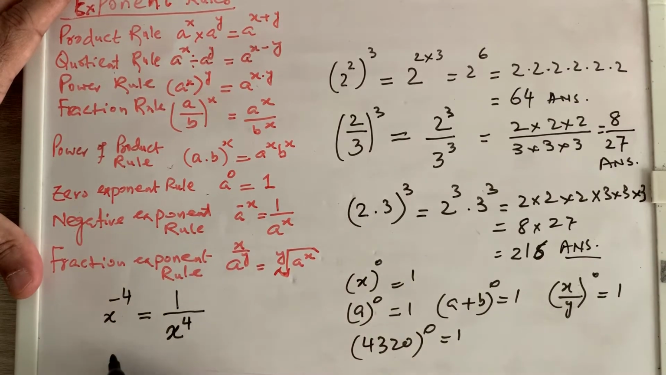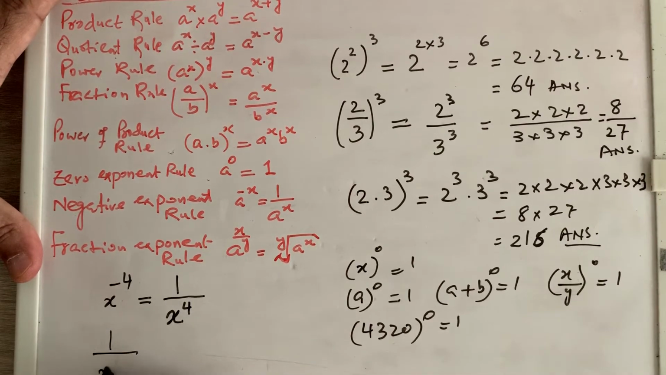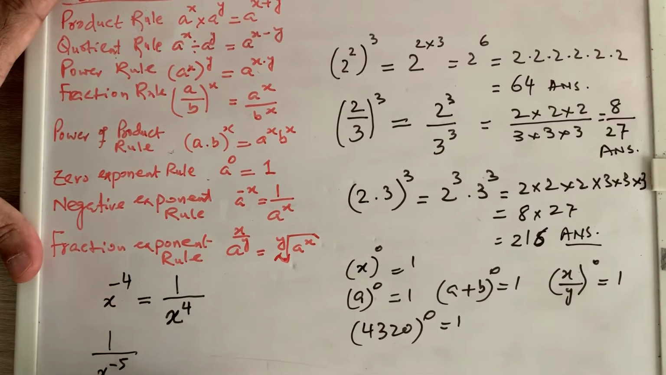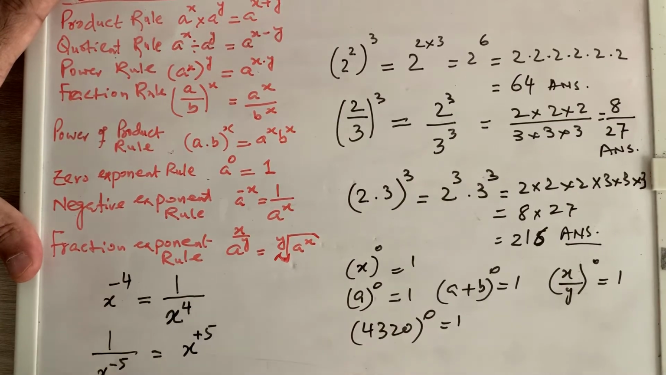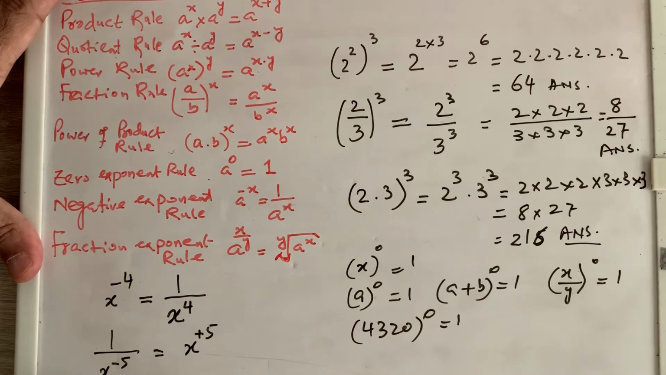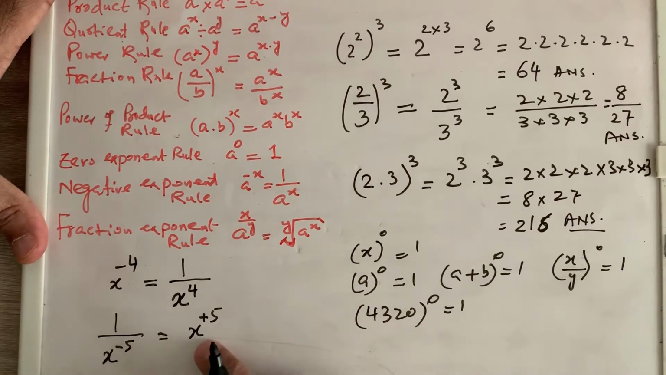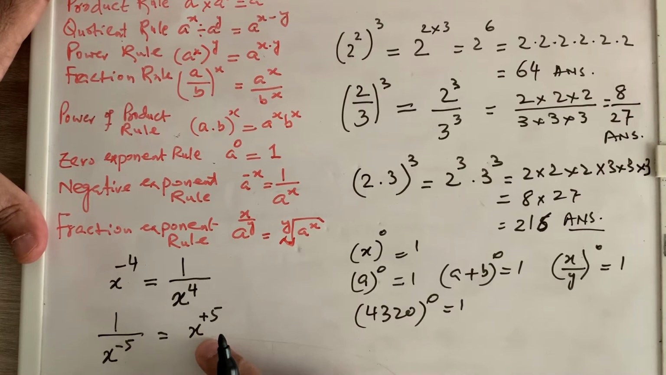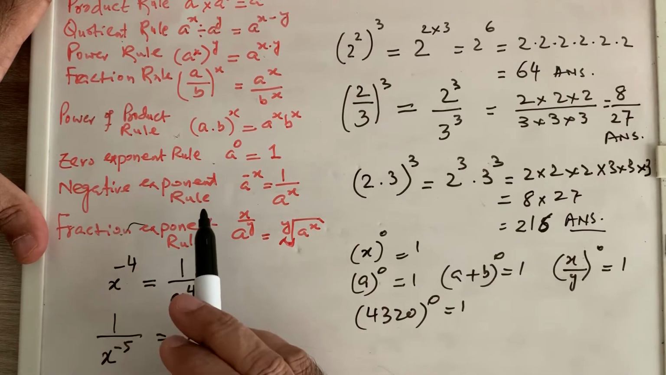And the same is true vice versa. Like if it is x to the power minus 5 in the denominator, and you don't want to see this negative power in the denominator, you have to bring it up and it will change its power. So it was negative 5 in the denominator, but if you shift it to the numerator, it becomes positive. So this is called the negative exponent rule.